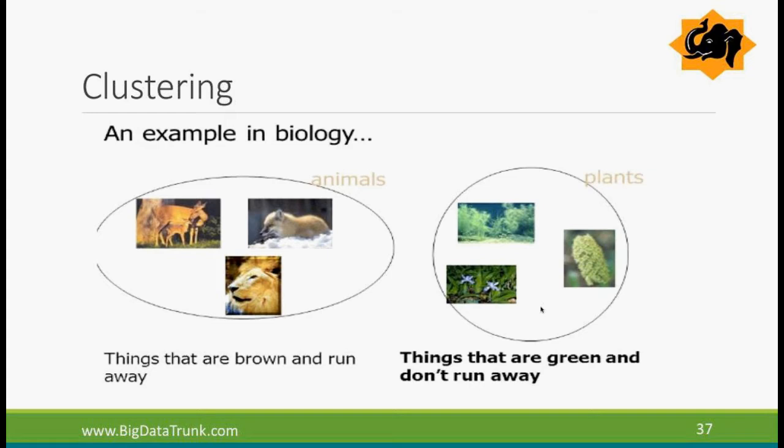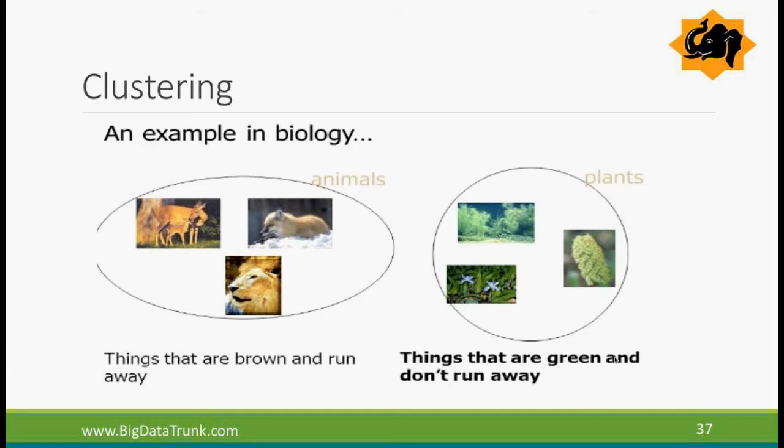They observe the whole thing on our planet Earth, and they see that there are things which are brown, and they run away. They run towards you. If it's a lion, it comes to eat you, or it runs away. But it runs away in certain directions. And that is called animals. Then there are things which are green, and they don't run away. You cut them, you shake them, nothing happens. Right? They don't run away.